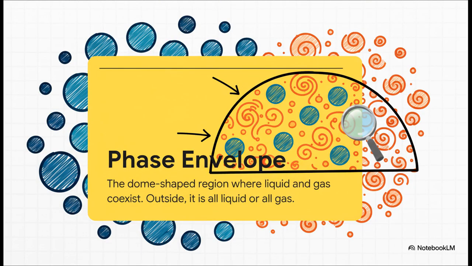Now, the most important thing on this map is this big dome shape, and it's called the phase envelope. Think of it like this. Inside this dome, liquid and gas are mixed together. Outside of it, over here on the left where it's colder, it's all liquid, and over on the right where it's hotter, it's all gas. Knowing exactly where your reservoir sits on this map is absolutely 100% critical.